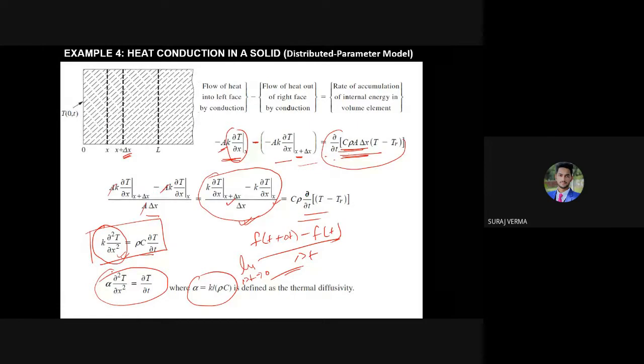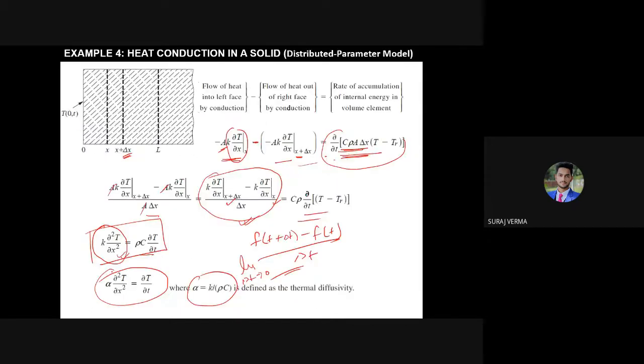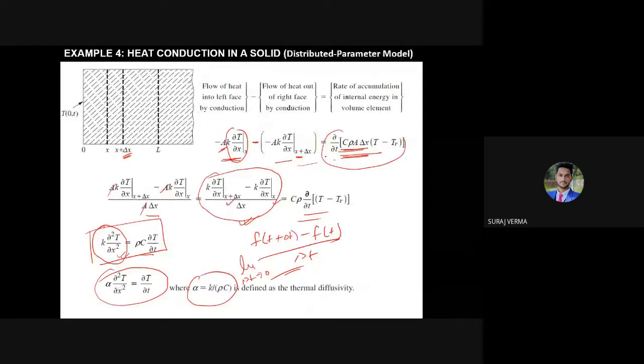Can anyone tell me how the transfer function will be found of this function? It is very interesting. See, for the transfer function, now it's explicit. In order to find out the transfer function, 100% it is very important.